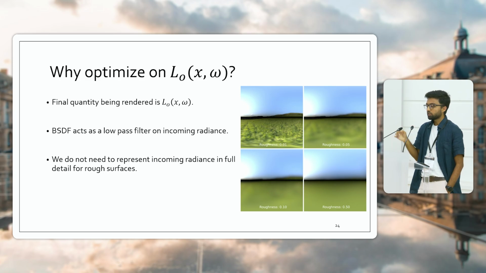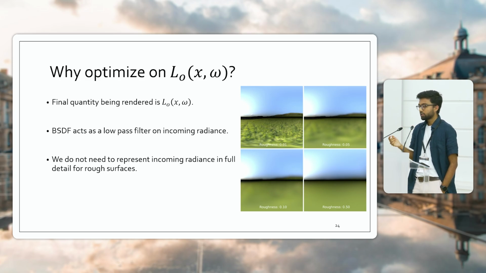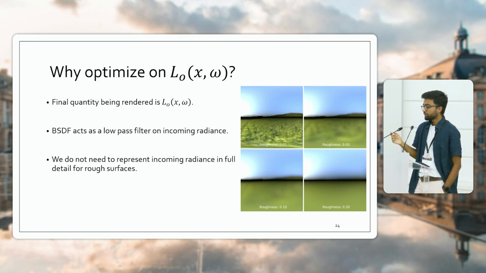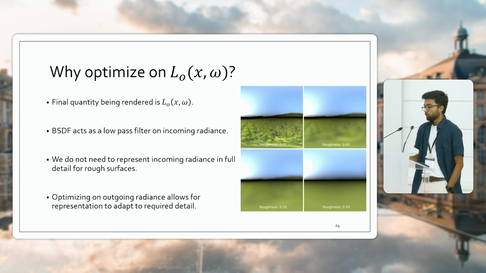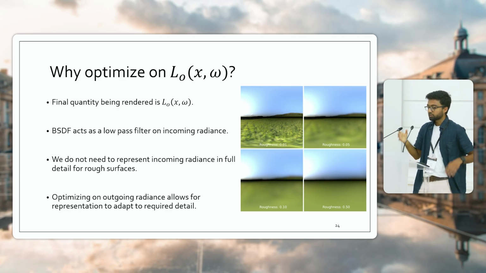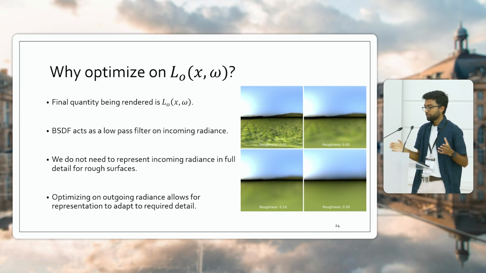And we also need to consider the fact that a BSDF acts as a low-pass filter. As you can see on the right over here, we see the outgoing gradients for surfaces with different roughnesses, and for higher roughnesses, you basically need much less detail, and you want to adapt for this. So if we optimize on the outgoing gradients, our representation automatically takes care of this. It doesn't need to represent very high frequency stuff.